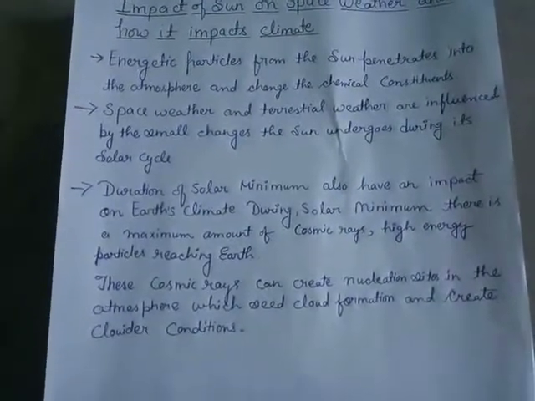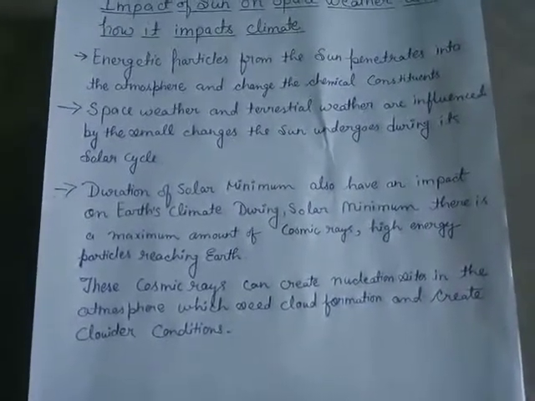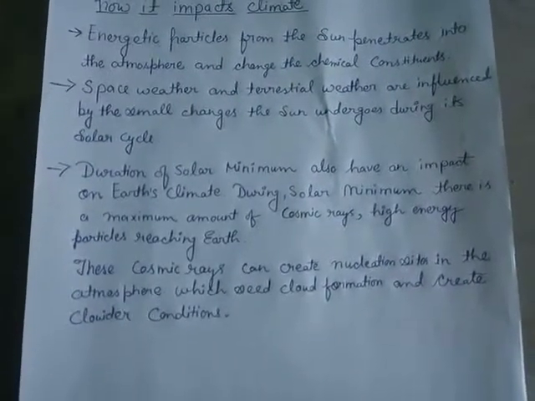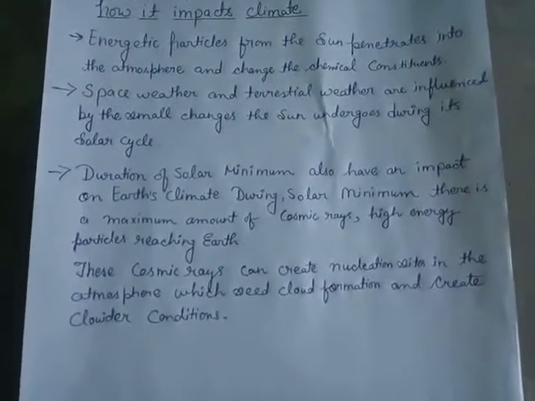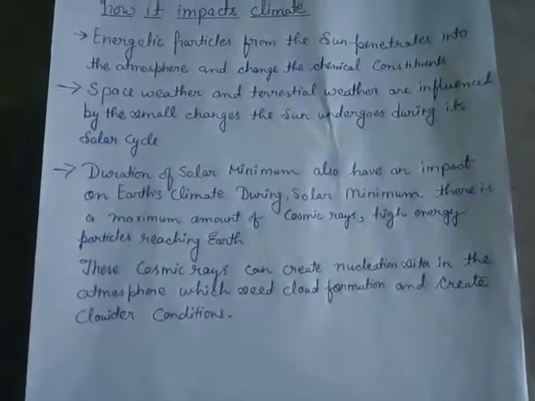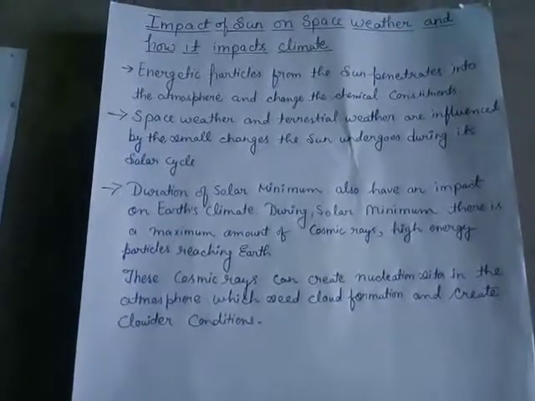During solar minimum, there is a maximum amount of cosmic rays, high energy particles, which are reaching towards the earth. These cosmic rays can create nucleation sites in the atmosphere, which seed cloud formation and create cloudier conditions. So that's how the sun impacts the space weather and how it impacts the climate.